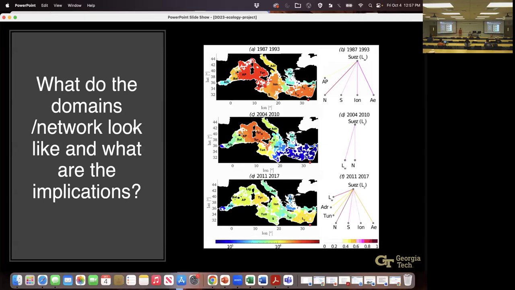The interesting thing of this plot is that it clearly shows that most of the changes are in the Eastern Med, right? Because the West remains relatively well connected all the time. But the East is really going from periods where things are connected to periods where things are not connected at all.